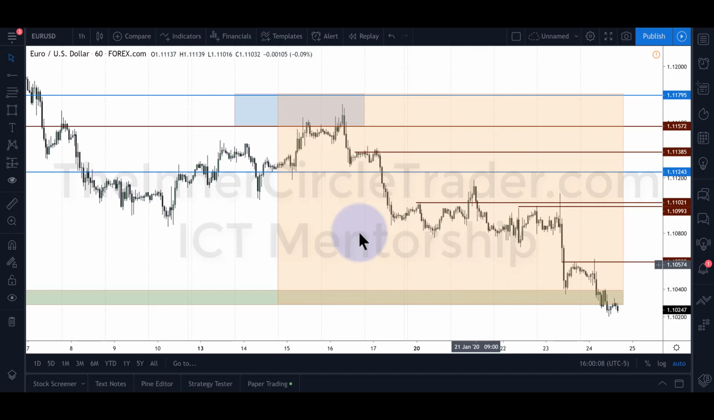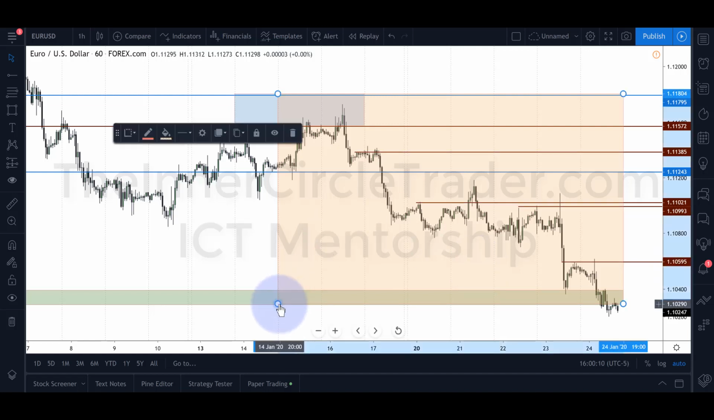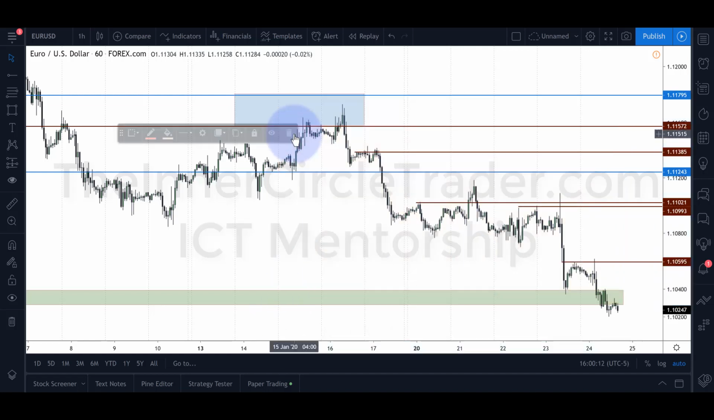So that's mentorship in a nutshell in terms of the two stages of entry. You're either using internal range liquidity or external range liquidity, and you're entering and exiting on one of the two. And if that went over your head, trust me, it's explained in the content.